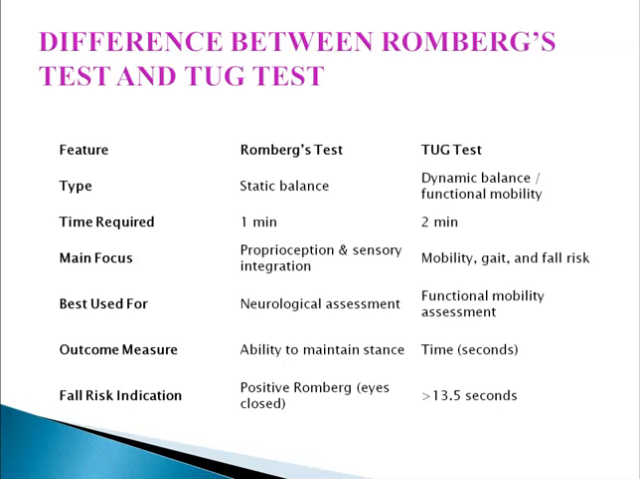And this is a quick summary of the entire content which has been delivered so far. The time required in Romberg's is 1 minute, and in TUG test it is 2 minutes. The main focus in Romberg's is the proprioception and sensory integration. In TUG test, it is mobility, gait, and fall risk. It is best used for neurological assessment in Romberg's, and in TUG test it is a functional mobility assessment. Outcome measures: in Romberg's test, the ability to maintain stance, and in TUG test it is time in seconds. The fall risk indication in Romberg's is positive Romberg's with eyes closed, and in TUG test it is greater than 13.5 seconds.